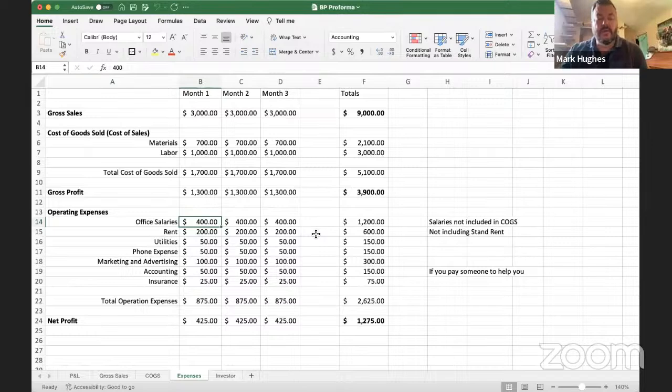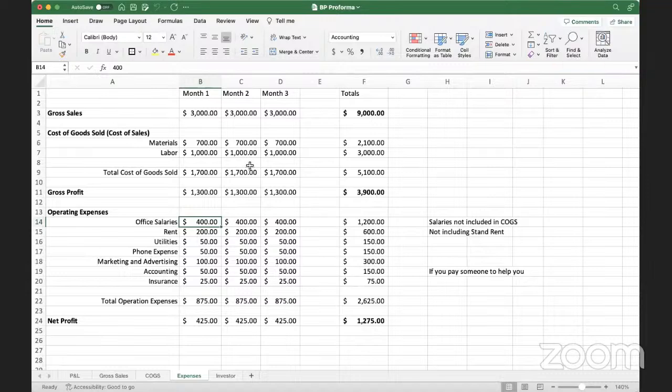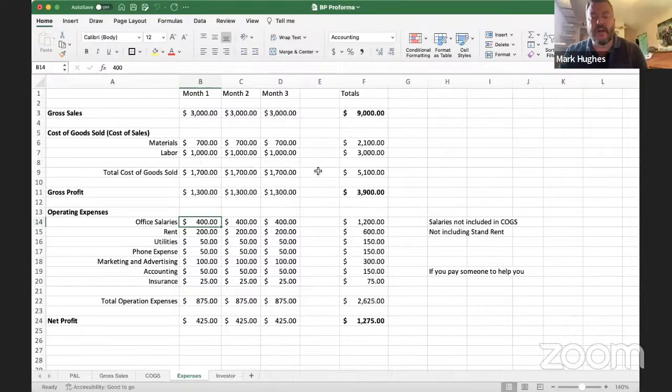You would pay for a stand to sell your products under cost of goods sold. If you rent a stand to sell your product, or a table or a booth, you would pay for that as cost of goods sold.